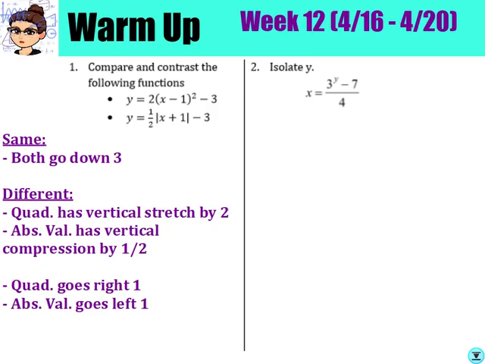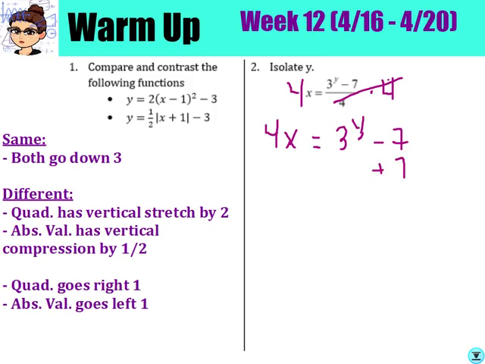Number 2, isolate the y. This is number 4, your exponential functions related to your homework. So our whole goal is to get this 3 to the y by itself. So the first thing I want to do to get closer to that guy is multiply both sides by 4. So I have 4x is equal to 3 to the y minus 7.